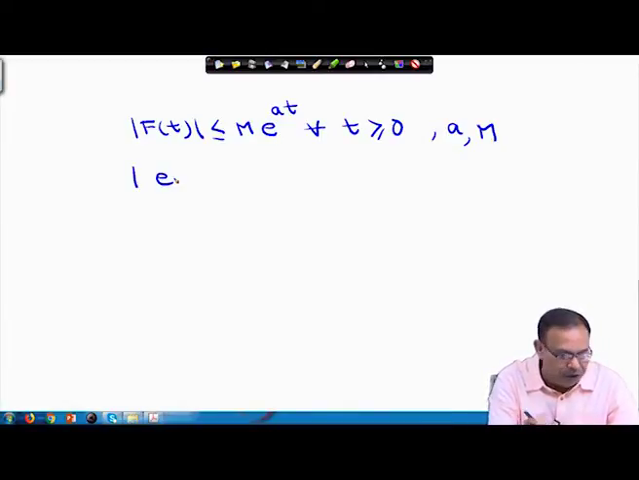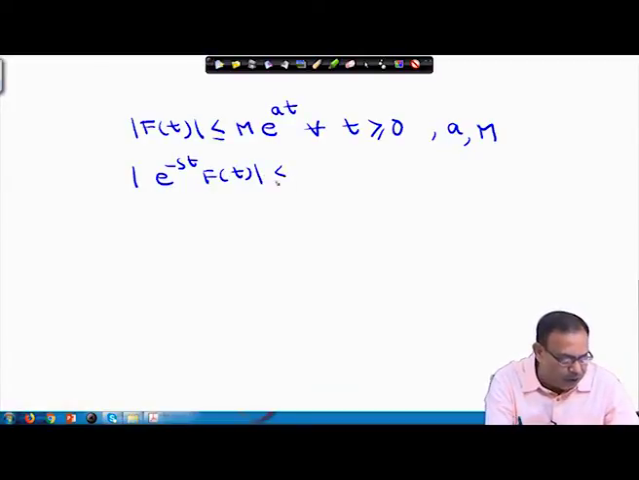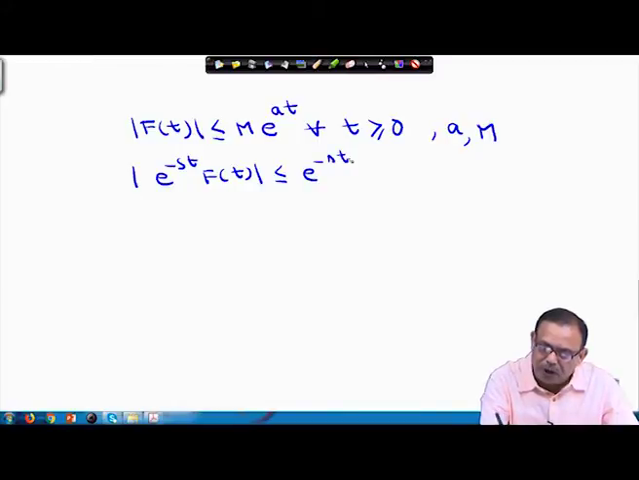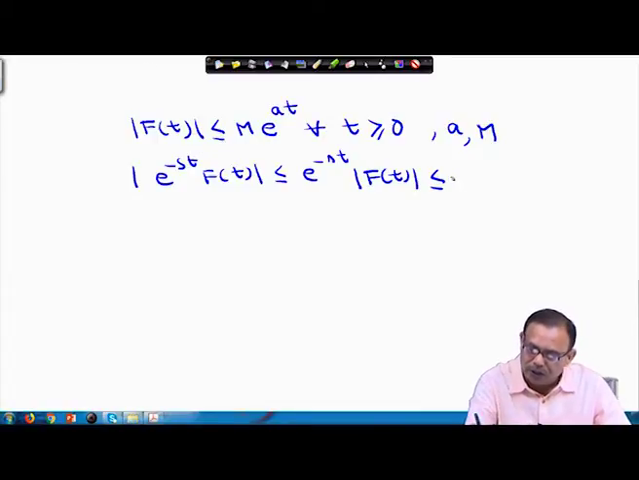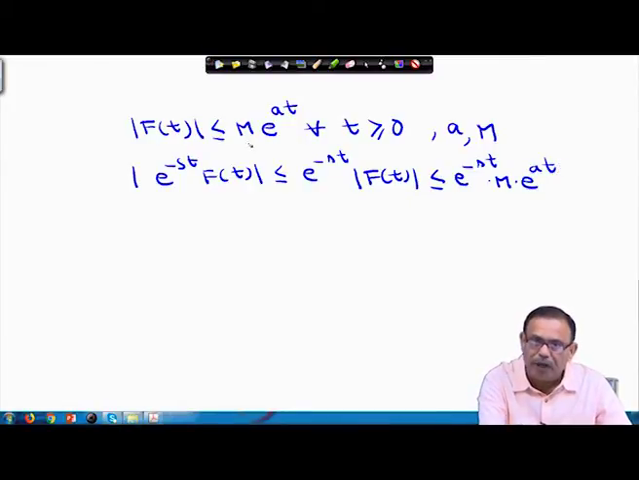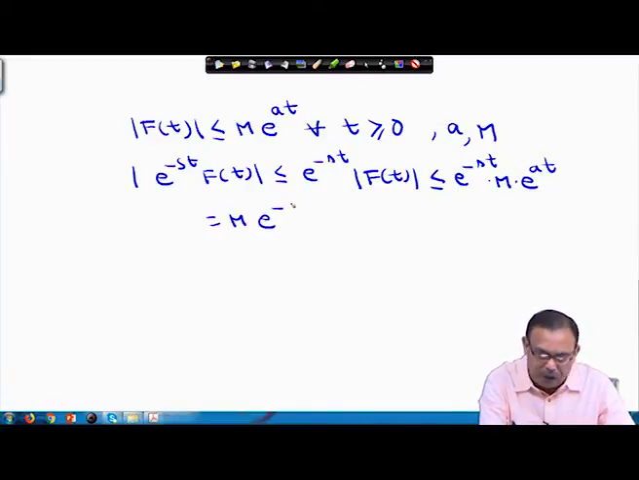So, you can write that the modulus of e power minus s t into f t is less than or equal to e power minus s t into the modulus of f t. This you get directly. Again using the earlier inequality, this is less than or equal to e power minus s t into M into e power a t. This M into e power a t we are getting from here. So this equals M into e power minus s minus a into t.